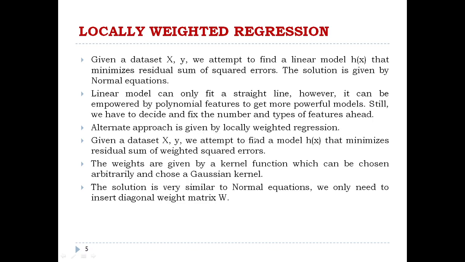An alternate approach is given by locally weighted regression. Given dataset x, y, we attempt to find a model that minimizes the error. And here we use a kernel function which can be chosen arbitrarily, and we choose here a Gaussian kernel. The solution is very similar to normal equations. We only need to insert a diagonal weight matrix W.